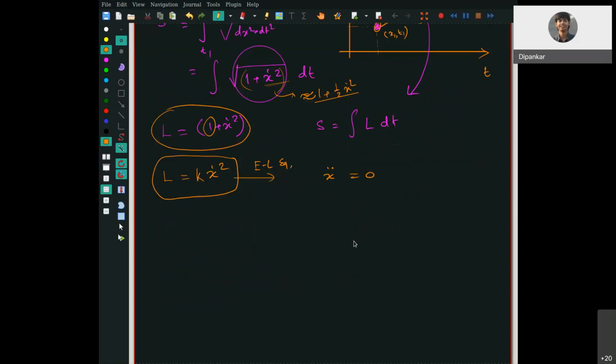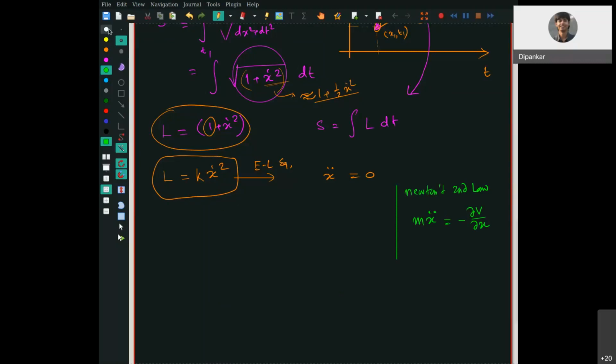Now, remember my Newton's second law. Newton's second law is, you can write it as m x double dot equals minus del V del x. Okay, that is the thing.